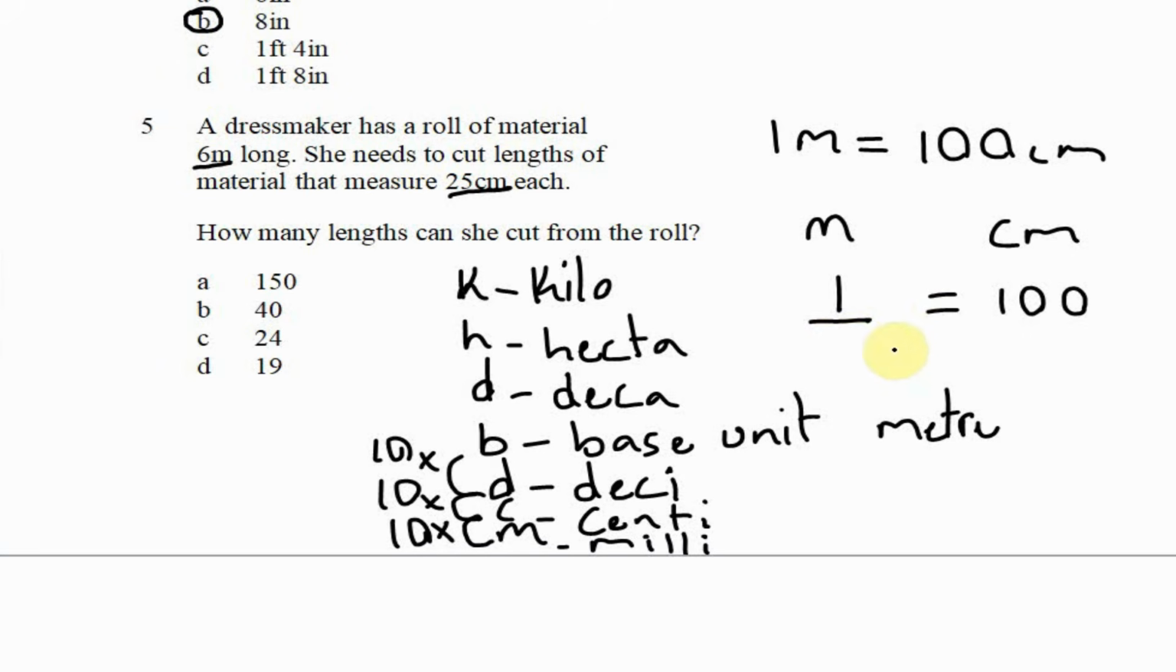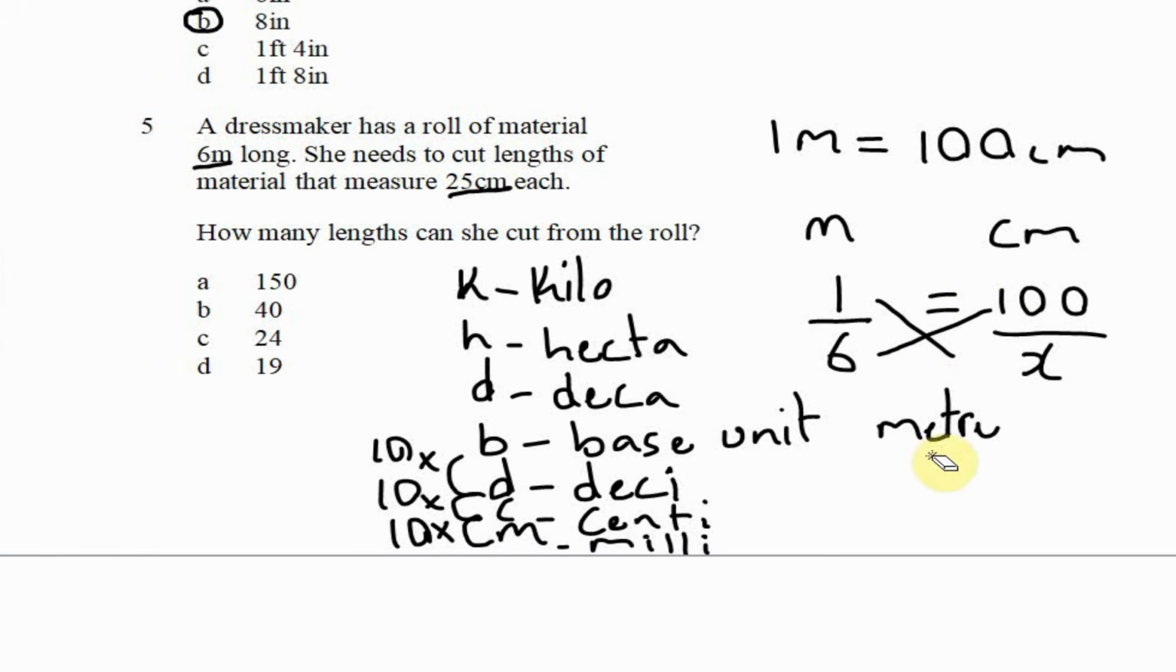All right, now what we want to know is how many centimeters we can get from the 6 meters. All right, that we don't know as yet. Now what we can do here is to employ the concept of cross multiplication. All right, so we're going to cross multiply here.